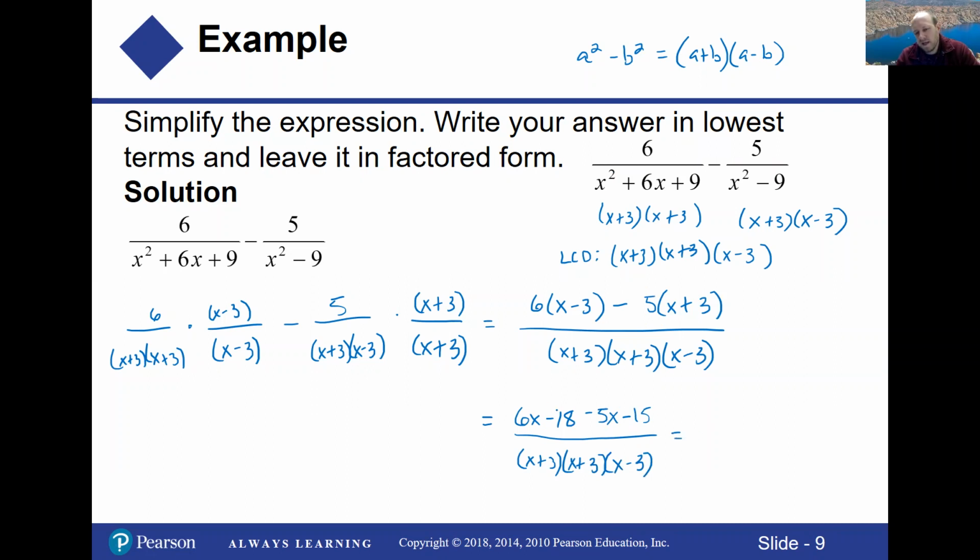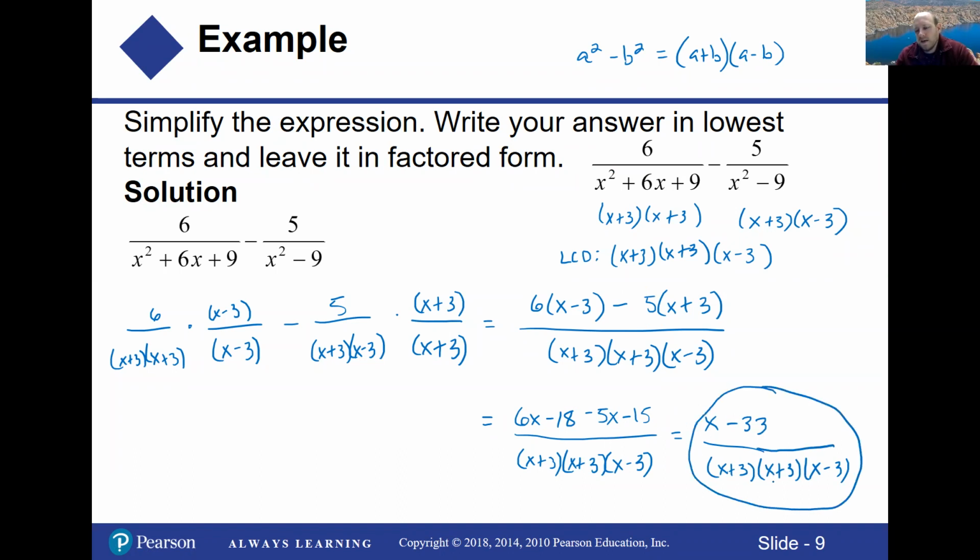And again, here I'm going to have to simplify. So I have 6x and minus 5x, which are like terms, and that just becomes an x. Negative 18 minus 15 gives us a negative 33. And then that's all over your common denominator here. I might have to extend this. So this is your whole answer here.